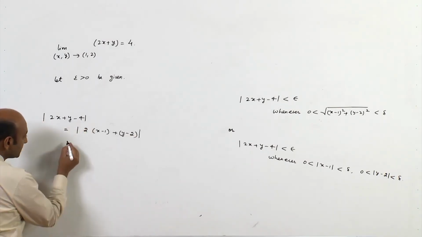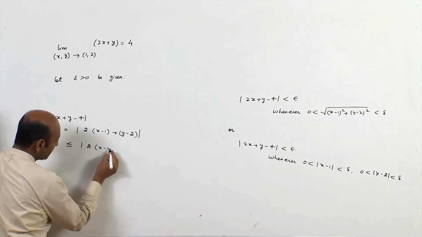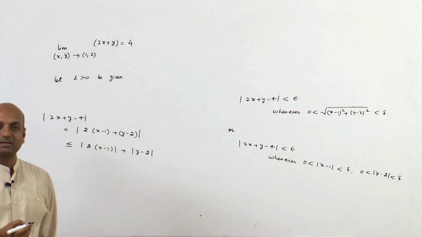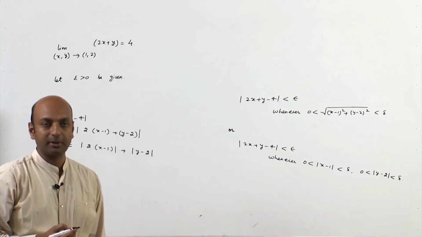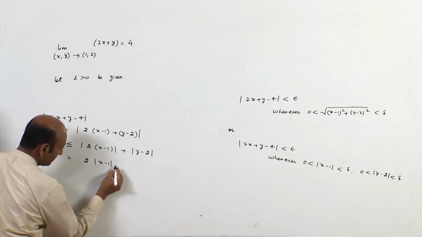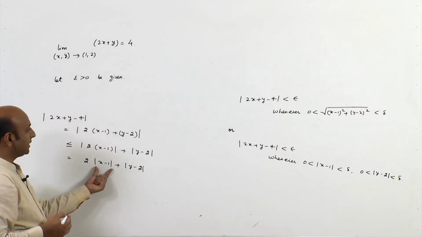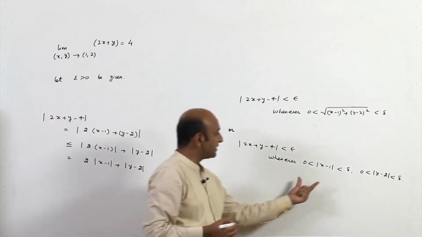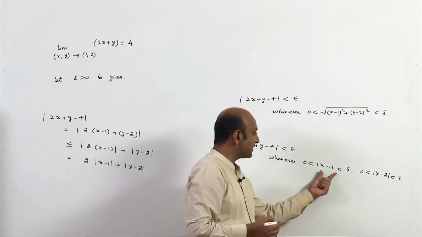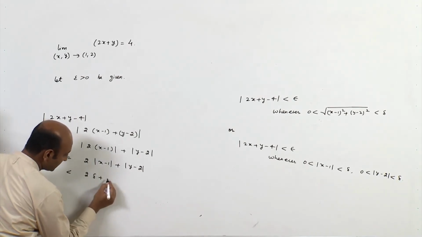Now this is less than or equal to mod of 2(x minus 1) plus mod of (y minus 2), because mod of a plus b is less than or equal to mod a plus mod b. Now this is equal to 2 times mod x minus 1 plus mod y minus 2. Now mod x minus 1, so it will be better if you apply this definition, because this is direct for this particular problem. Now mod x minus 1 is less than delta if you take, so this is less than 2 delta and this is again delta, which is 3 delta.